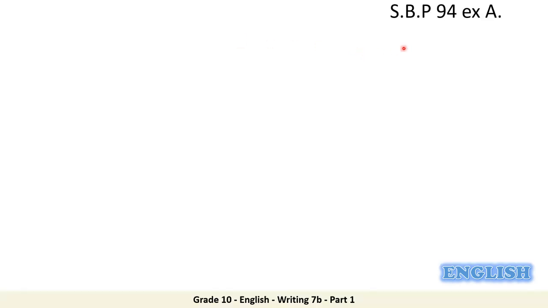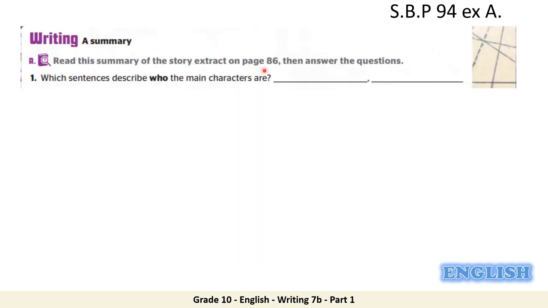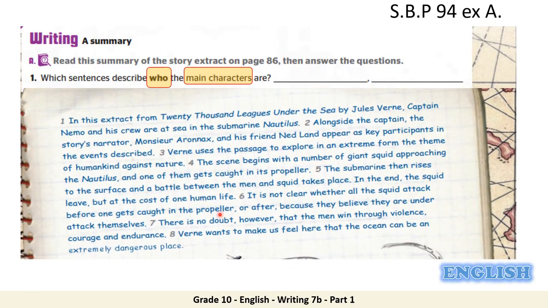And now let's go to your student book page 94, exercise A. Read this summary of the story extract on page 86, then answer the questions. Question number 1. Which sentences describe who the main characters are? So, we need here to know the main characters of the story. Let's look at the extract and try to find out the sentences that describe the main characters of the story. So, that's correct. The answer is number 1 and number 2.